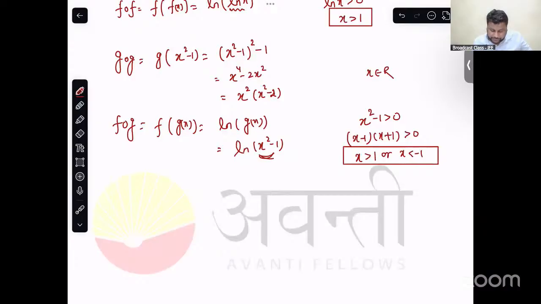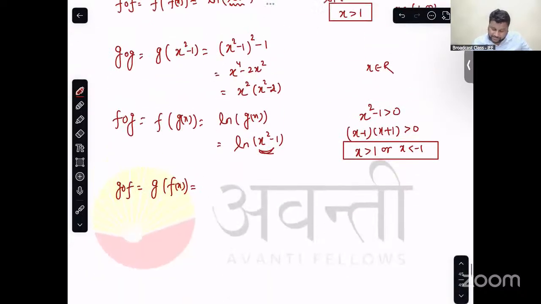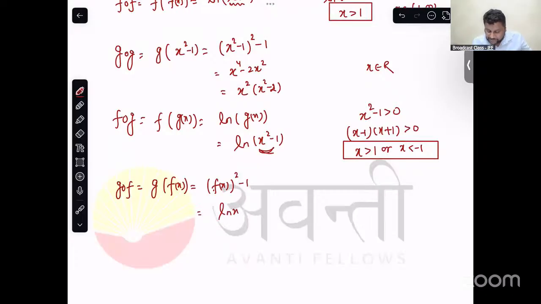Now, g o f, if I talk about, that is g of f of x. That is g is what? x square minus 1. So f of x whole square minus 1. So the function came (ln x) whole square minus 1. Now for its domain, the only thing is that ln x should be defined. So for that, x should be greater than 0.